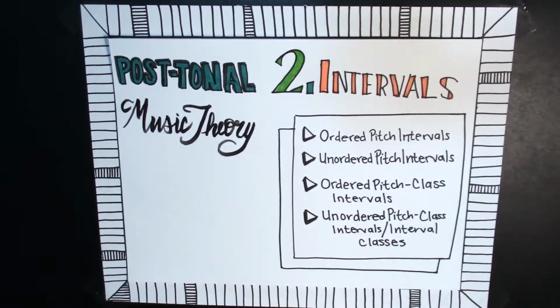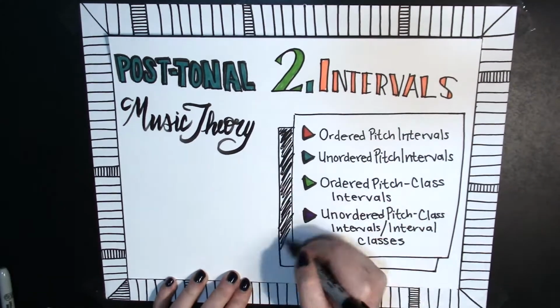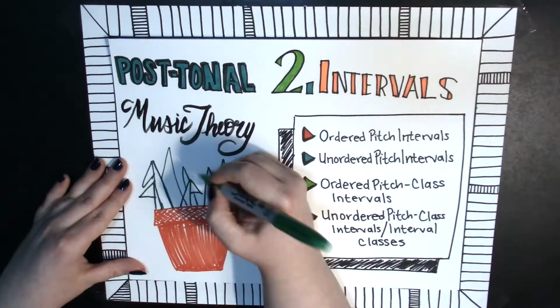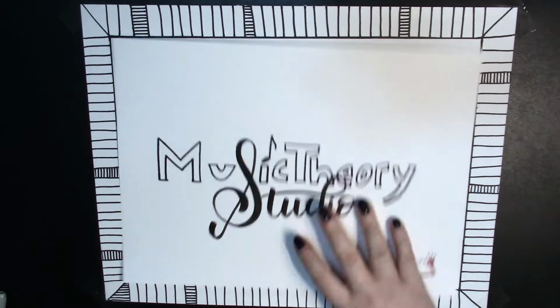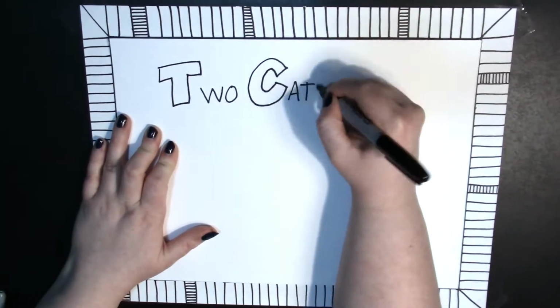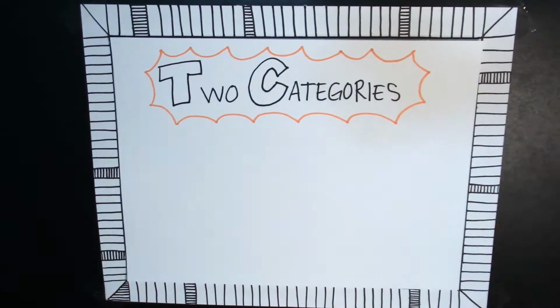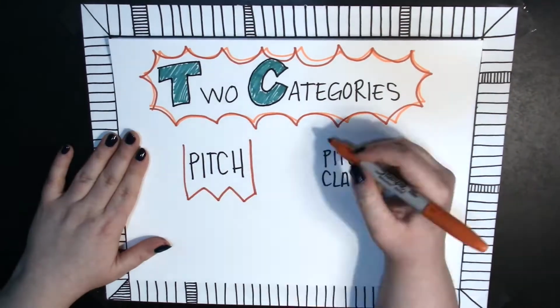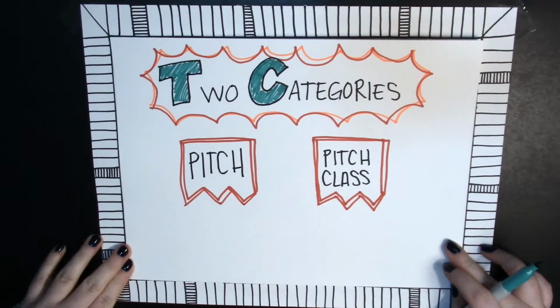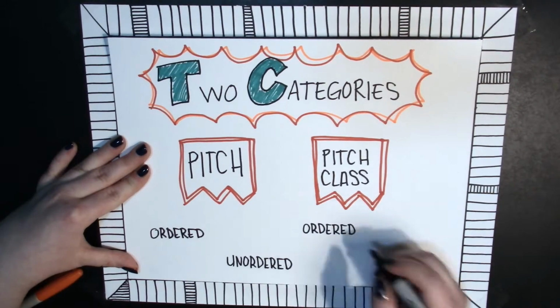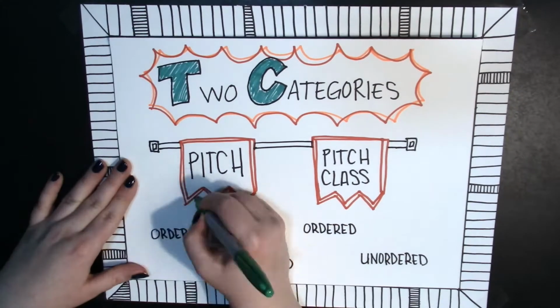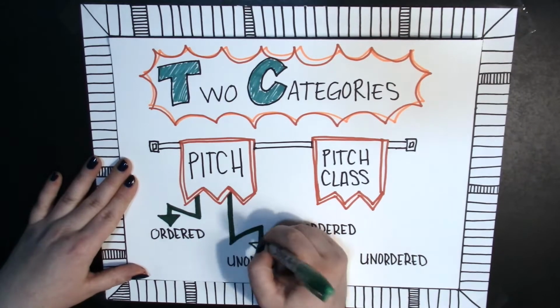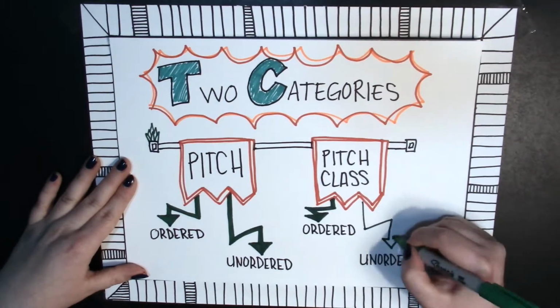This video will cover the 4 interval types used in analyzing post-tonal music. Just like in tonal music, intervals in post-tonal music are defined by the number of half steps between 2 notes. Each interval type will fall into a category of either pitch or pitch class, and then further subdivide into ordered and unordered categories. Altogether, these categories make up a total of 4 interval types.